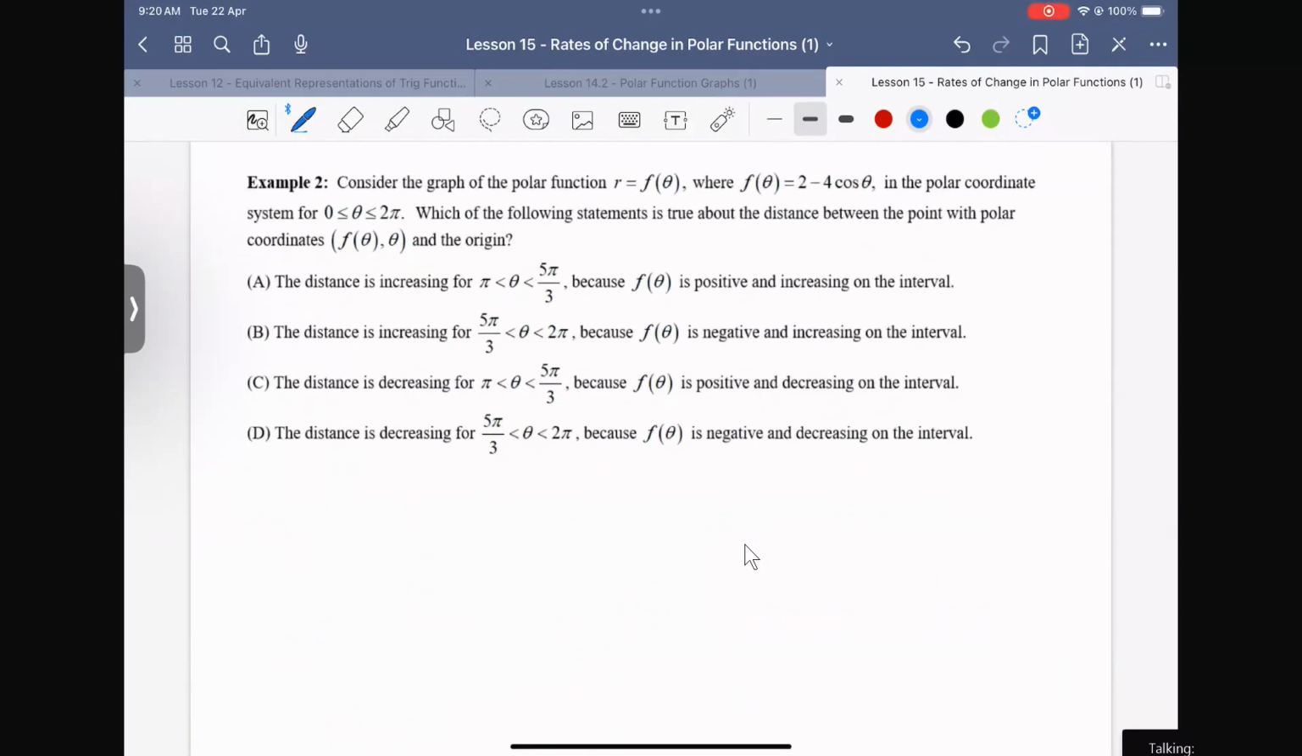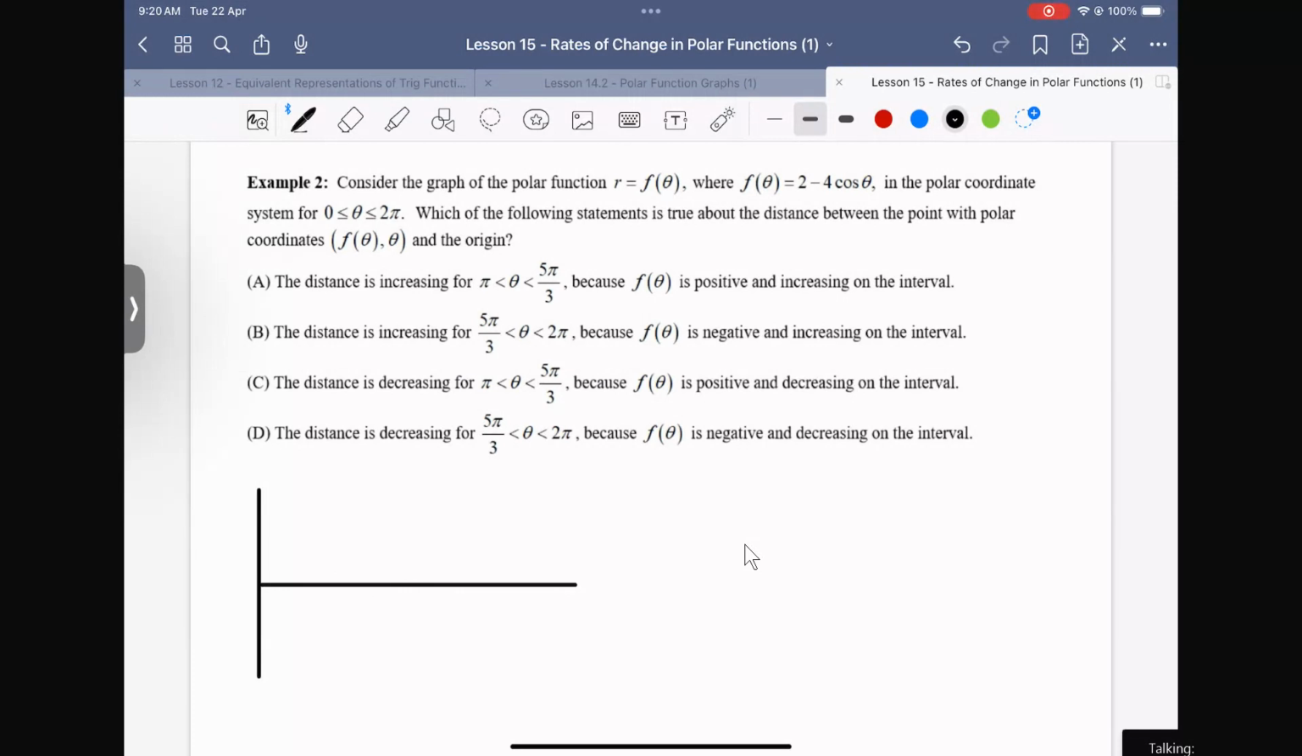So consider the graph of the polar function r equals f of theta, where f of theta is equal to 2 minus 4 cosine theta in the polar coordinate system from 0 to 2 pi. Which of the following statements is true? In order to do this, we want to sketch the Cartesian graph in that interval. So sketching our Cartesian graph is going to look like this.